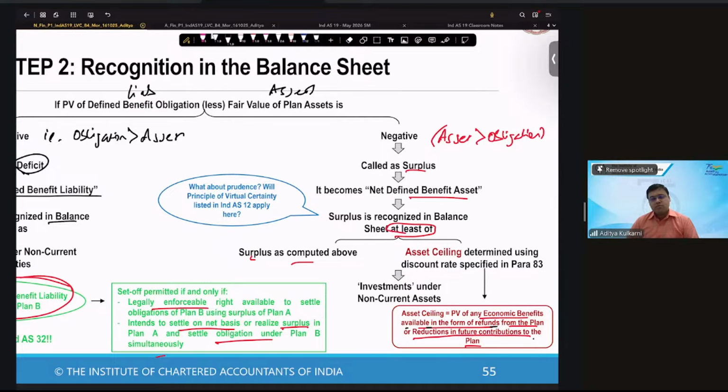Sir, in the meaning of reduction, we are reducing our own contribution. The company is reducing what contribution? Suppose in one year you had surplus cash. You put that money in the employee trust. Next year you need not put so much of amount. So you are utilizing the balance in that trust to reduce your future contributions.